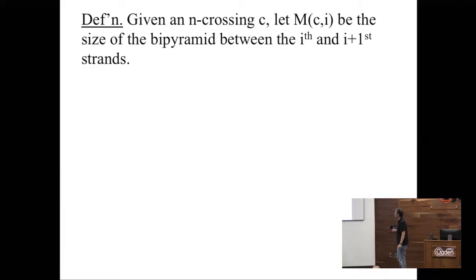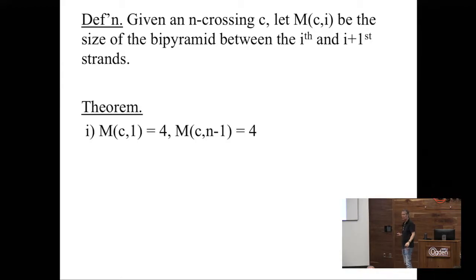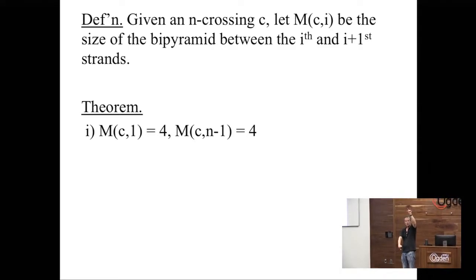Okay, so here's the result that Greg and I proved. So suppose I have an n crossing, call it C. So this is a crossing, and I've got some permutation that I've chosen. And I'm going to let capital M of C, comma i, be the size of the bipyramid between the ith level and the i plus first level. Okay, so I just want to look at the sizes of the bipyramids. Here are the rules. Rule number 1, the top bipyramid has to be an octahedron. The bottom bipyramid has to be an octahedron. So it'll always be true that the top one and the bottom one have to be octahedra.